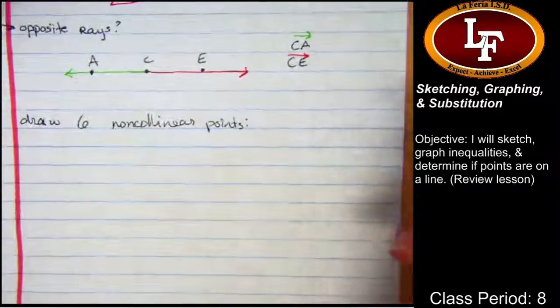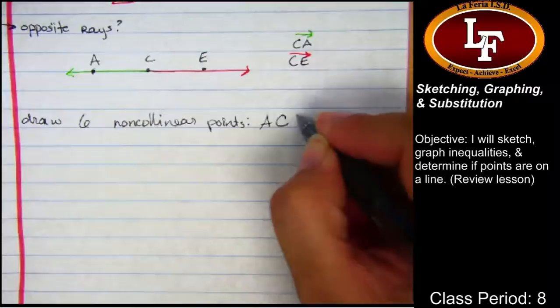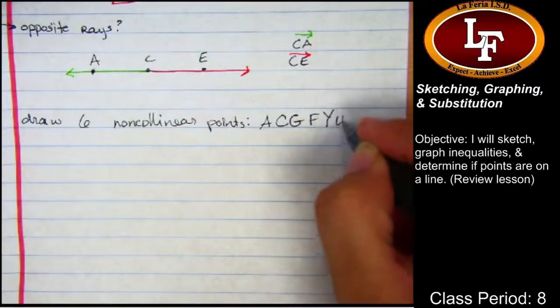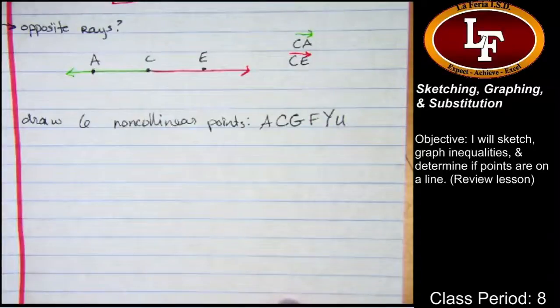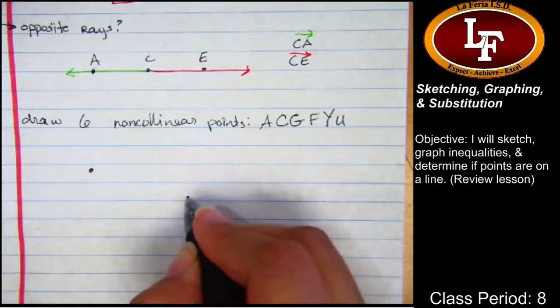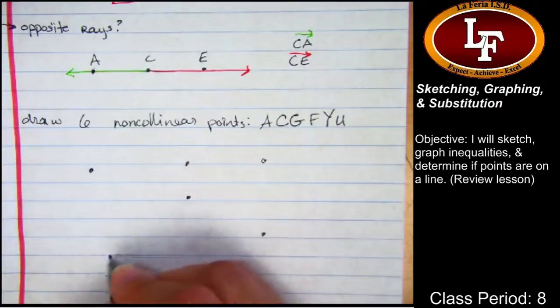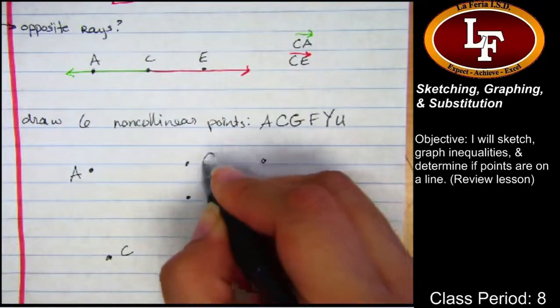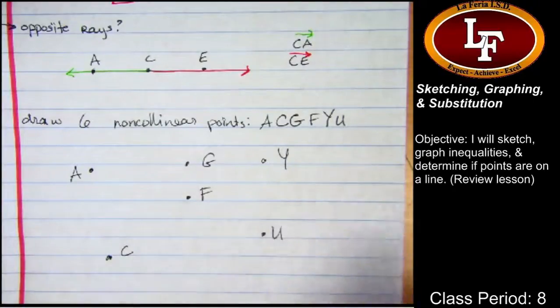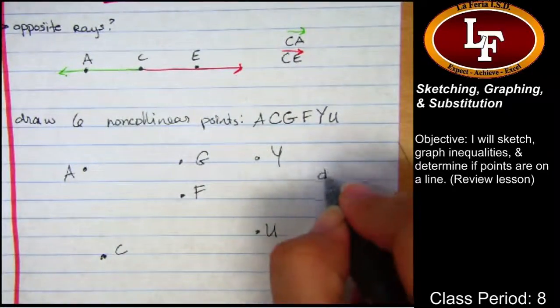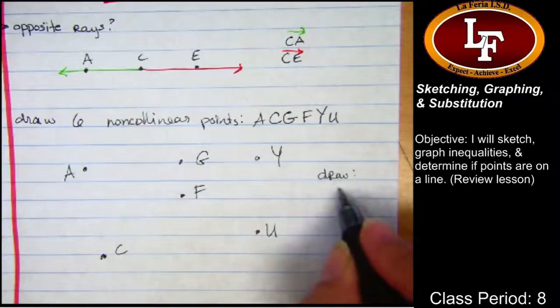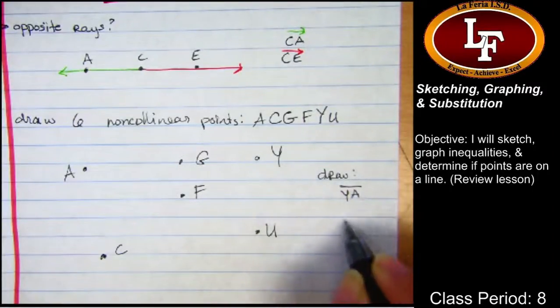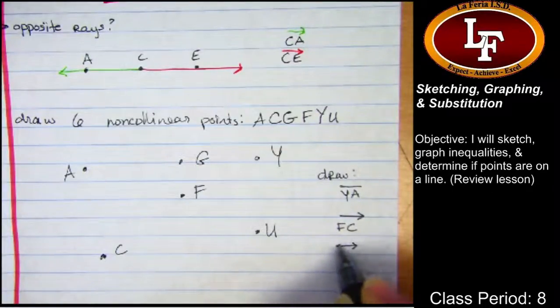So can I please have 6 letters? A, C, G, F, Y, U. T. Okay, we've got enough. All right, so I'm going to name these 6 points 1, 2, 3, 4, 5, 6, in no particular order. A, C, G, F, Y, and U. And now it wants us to draw some items. It wants us to draw a line segment. It wants us to draw some ray. And it wants me to draw some line.